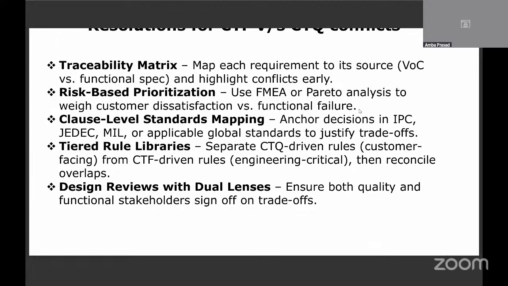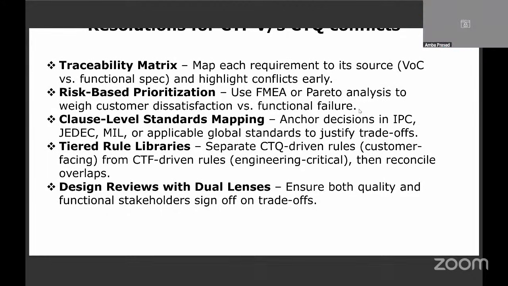Then tiered rule libraries, separate CTQ-driven versus CTF-driven rules. In the DFM, they can be resolved and overlaps reconciled. So whenever you put a rule, two things we have to remove from the rule. One is what we cannot implement, we have to remove, and redundant rules. I don't want to say everything again and again and again. If you remove redundant rules and unimplementable rules, at least in the current revision, the number of rules becomes less. When rules are less, people follow it. If rules are more, people act like they are following, but they don't follow. So there is a difference between these two. So this has to be reasonable.